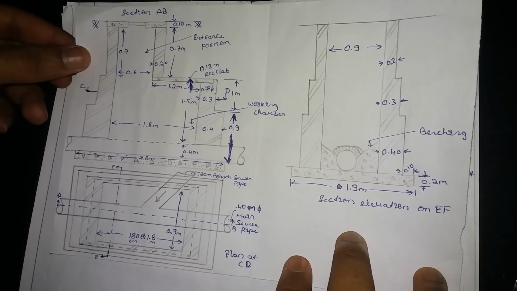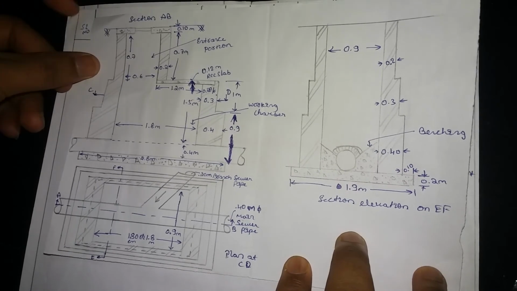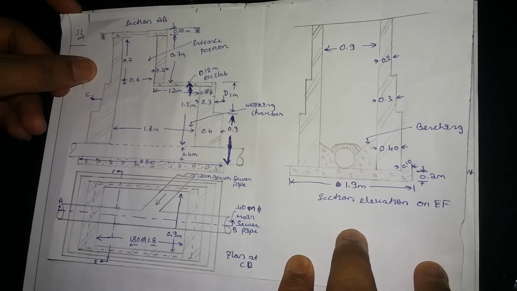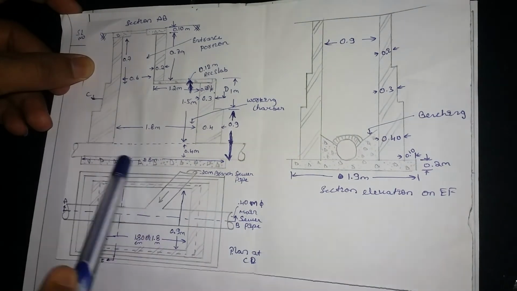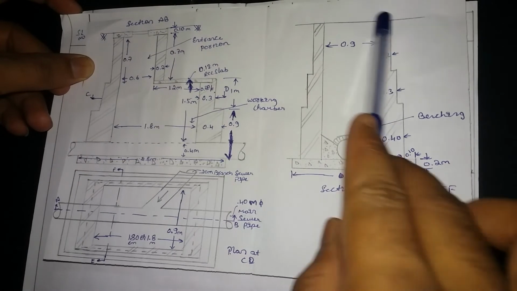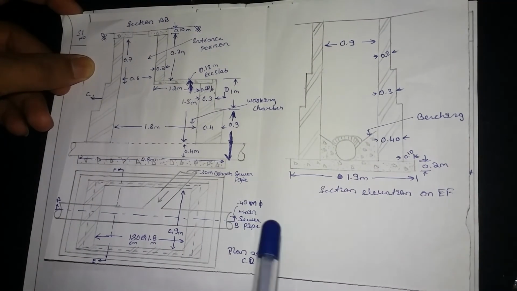First we'll see the question. This is the diagram for which we need to estimate the quantities. This is what we call a manhole. You can see the plan is given here. This is a plan, this is the sectional elevation, and this is also one more sectional elevation. I will explain this part.